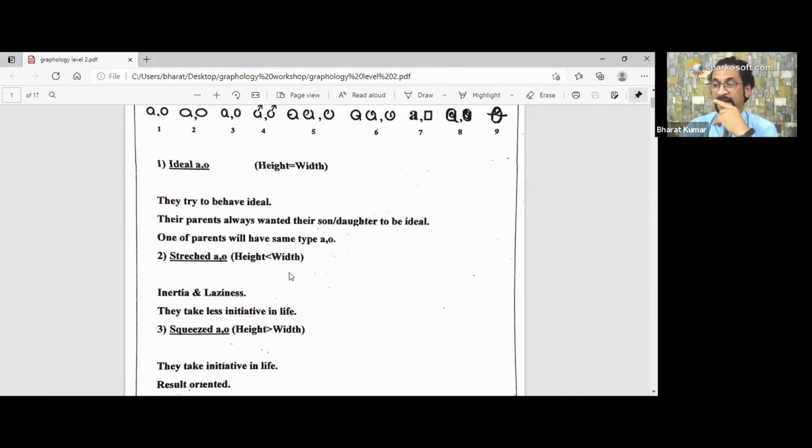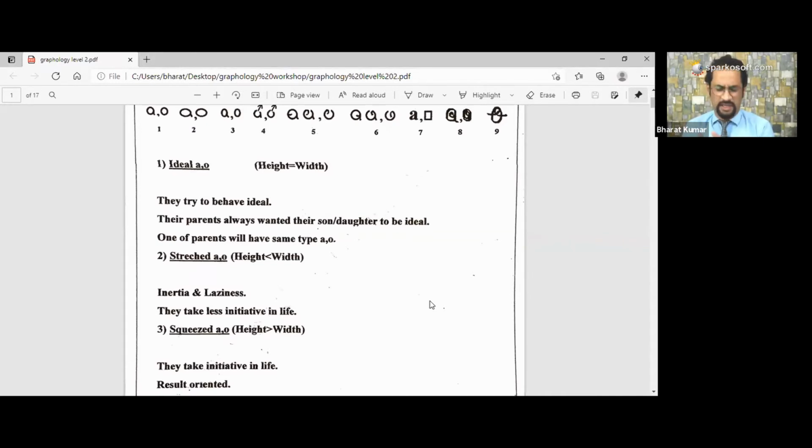Now, second type of A, kind of lying egg. जैसे टेबल के ऊपर एग खड़ा नहीं है, पड़ा है. It is a lying egg, stressed A. Height is lesser. Check number 2. Height is lesser and width is greater. This kind of A is found in those people which have laziness, inertia.